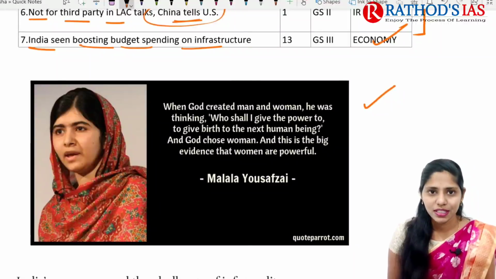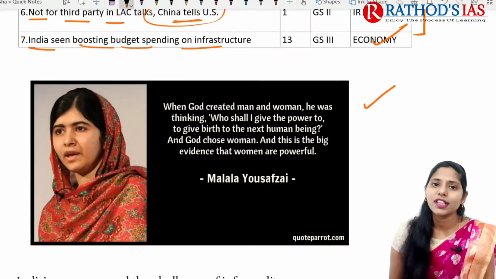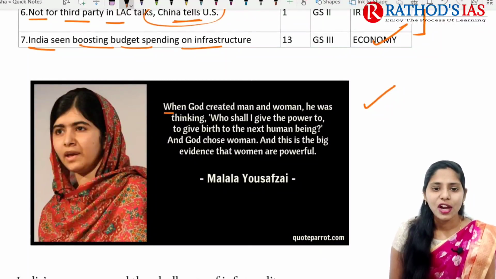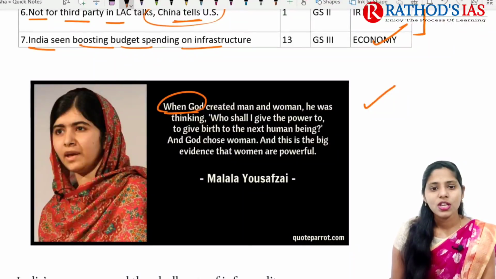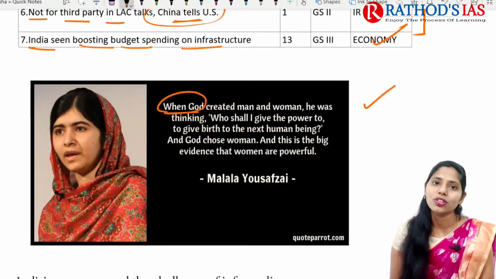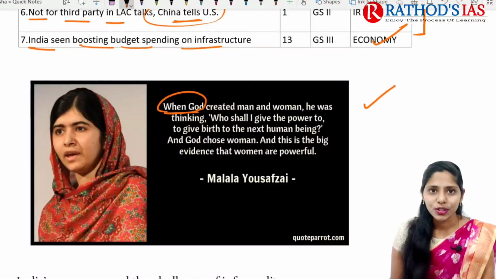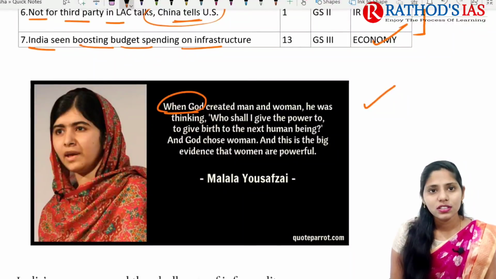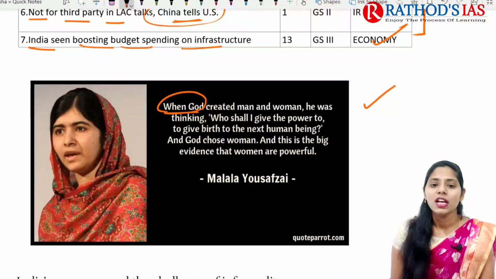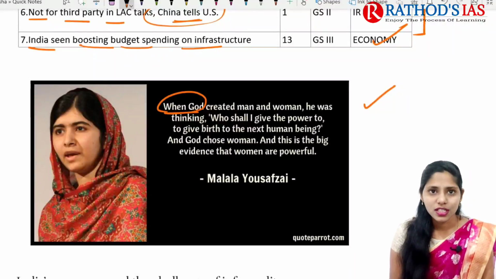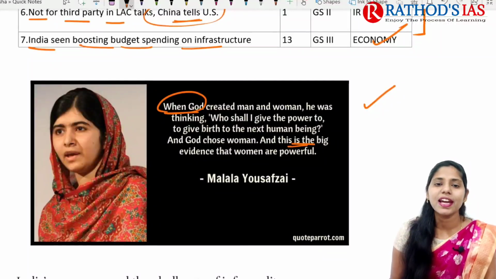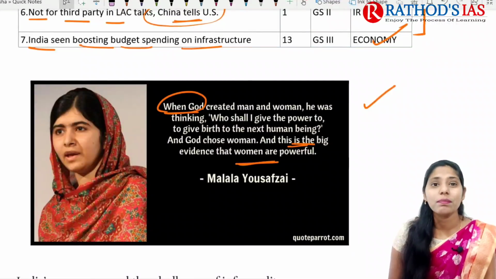The quote that I found, and feel is very close to my heart, is this. Let me explain this quote. When God created man and woman, already you know that God created men and women, he was thinking, who shall I give the power to give birth to the next human being? That means whether God should give this power to men or women. At that time, God chose the woman to give the power of giving birth to the next human being. And this is big evidence that women are powerful.